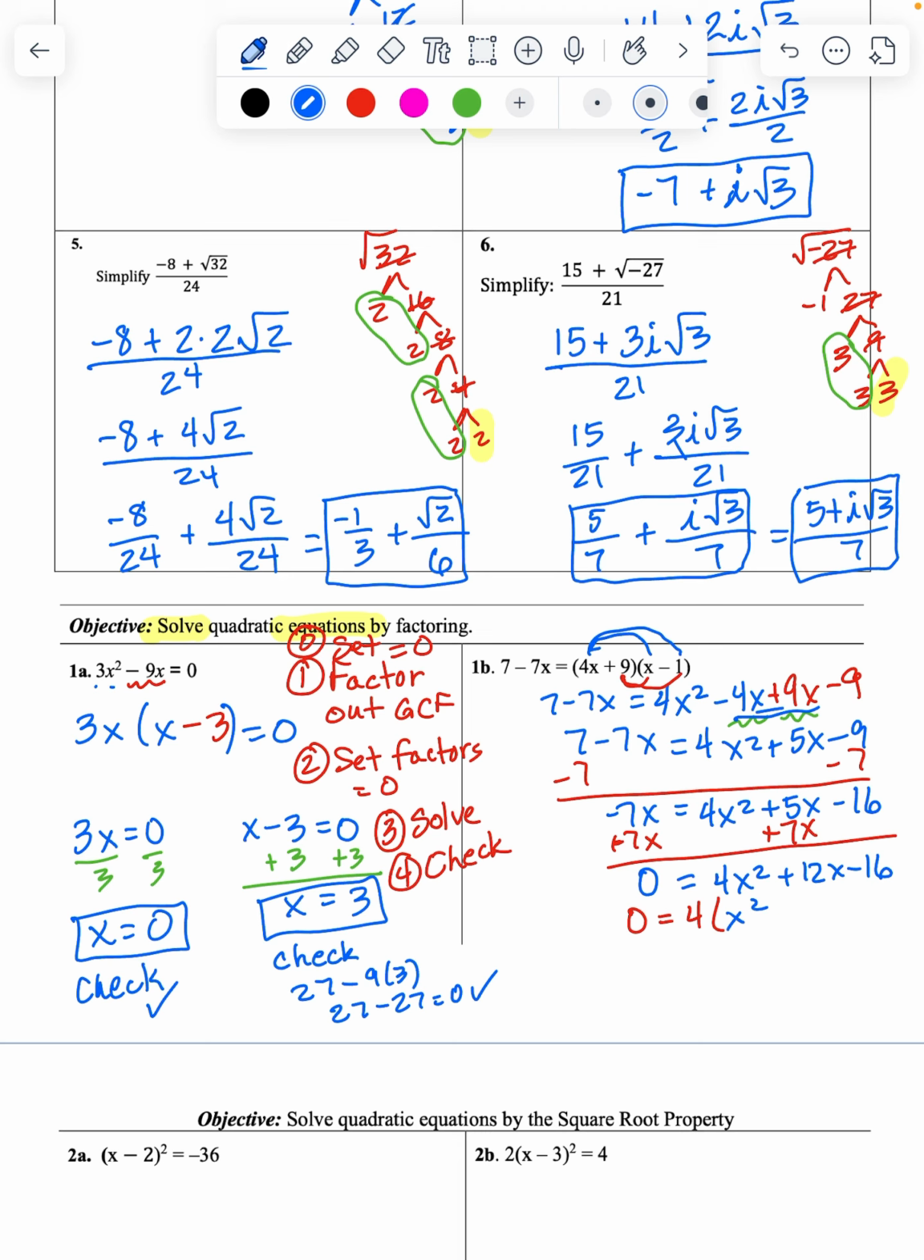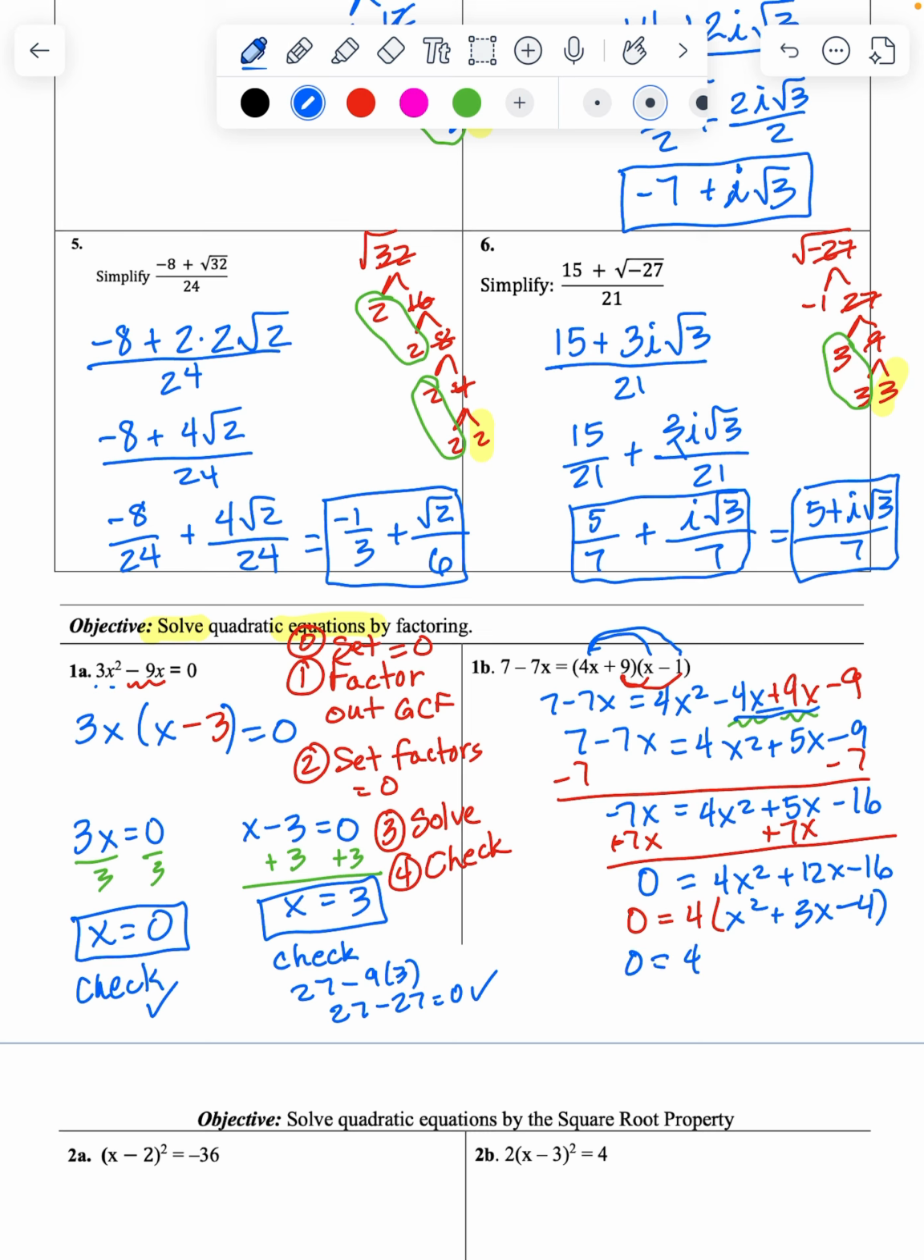So 4x squared, when I factor out, divide by 4, we'll be left with x squared. 12x, when I factor or divide by 4, will be 3x. And negative 16, when I factor out the 4 or divide by 4, will be negative 4. So I factored out the GCF, but that still needs to factor some more. The x squared plus 3x minus 4.